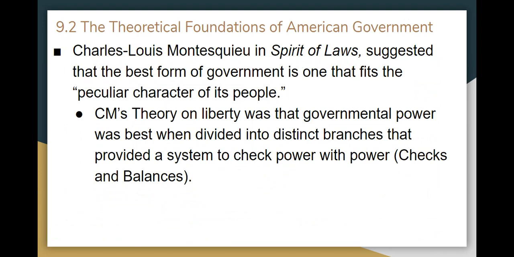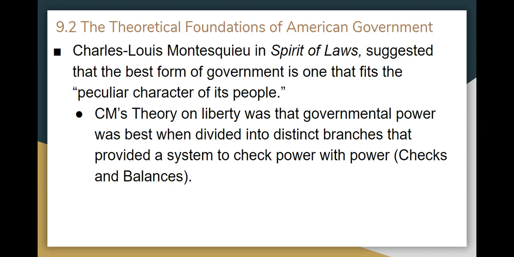Montesquieu, another political philosopher, suggested that the best form of government is one that fits the particular character of its people. So in one part of the world, one form of government might be superior to another.